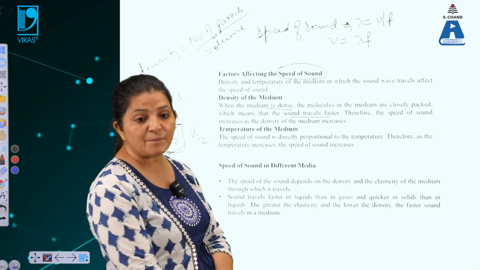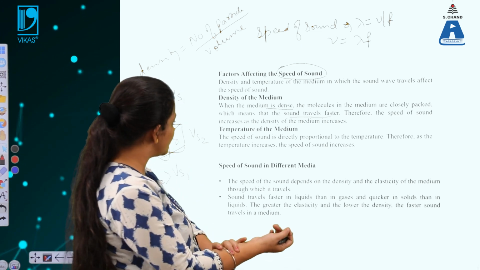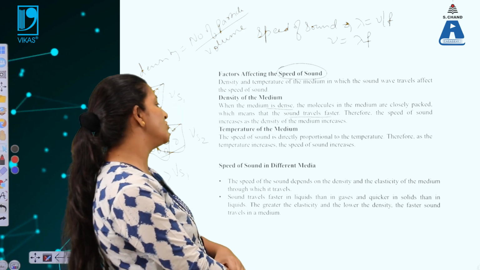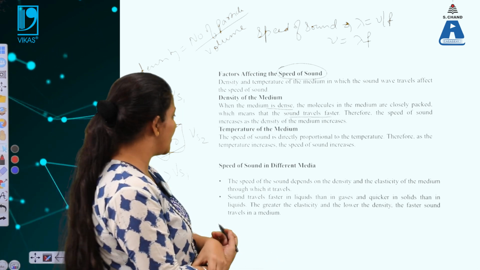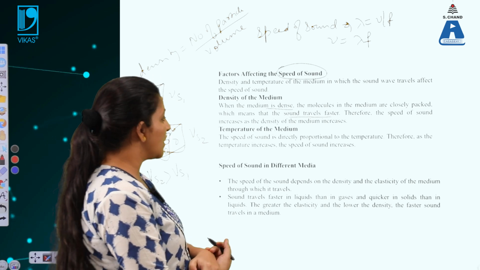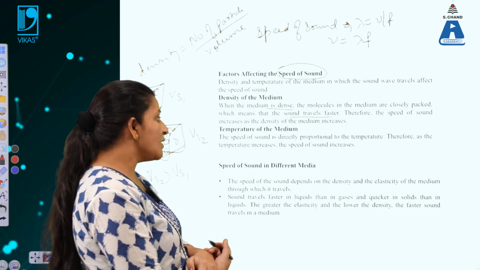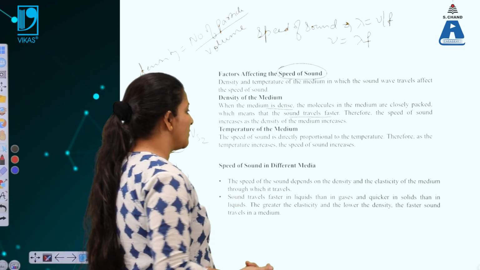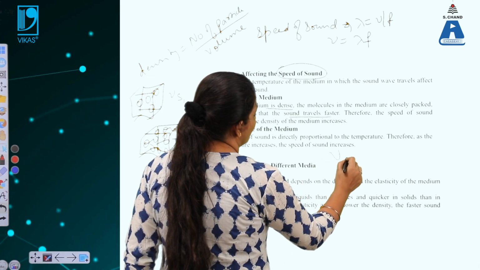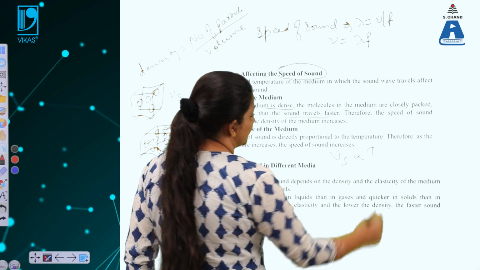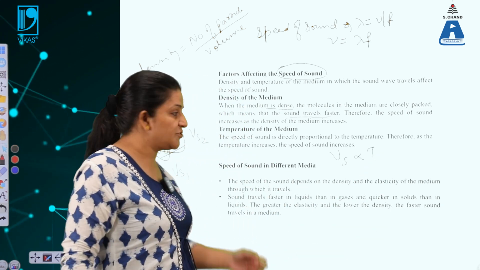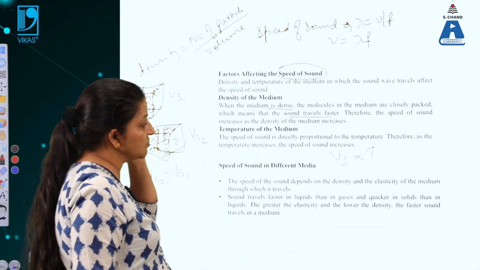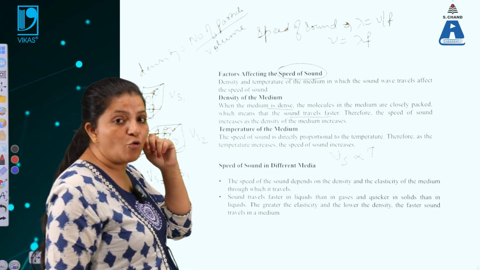So the second is the temperature effect. What is the effect of temperature? Now the speed of sound is directly proportional to temperature. Therefore, as the temperature increases, the speed of sound also increases. So this implies the speed of sound is directly proportional to temperature. We know that when the temperature goes on increasing, the speed of sound also goes on increasing.